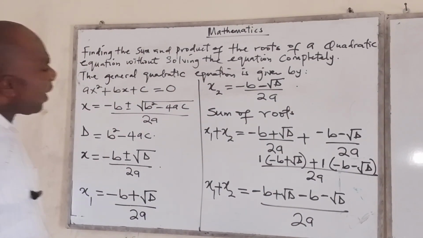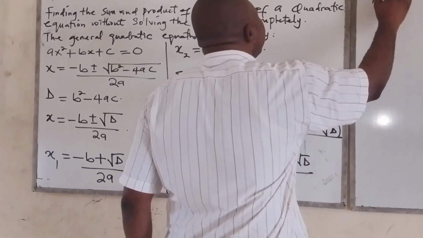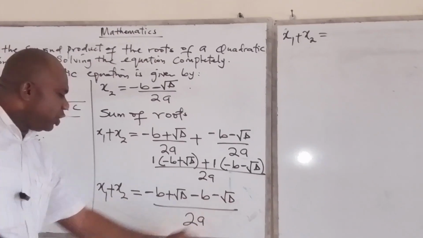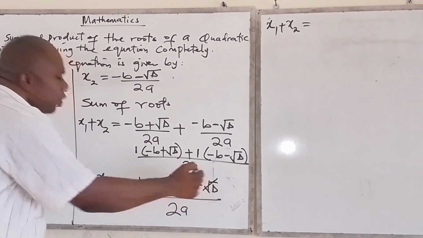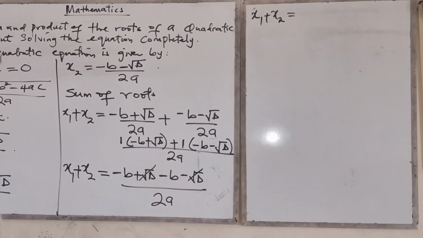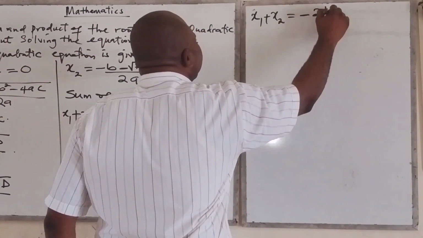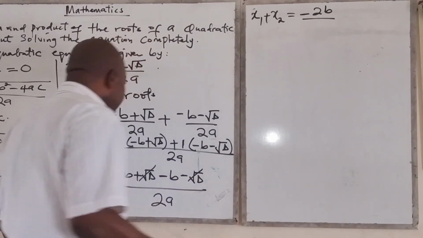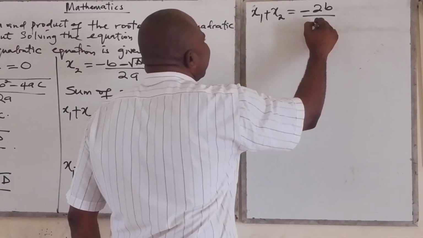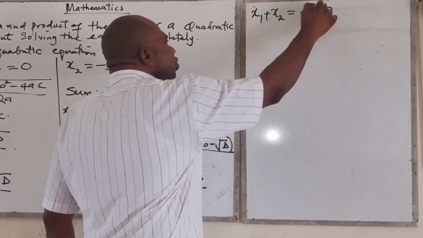Yes. So our x1 plus x2 will be equal to, d minus d will go. Yes, so we have minus b minus b. So minus b minus b is minus 2b, all over 2a. Now looking at this, 2 will go with this 2.